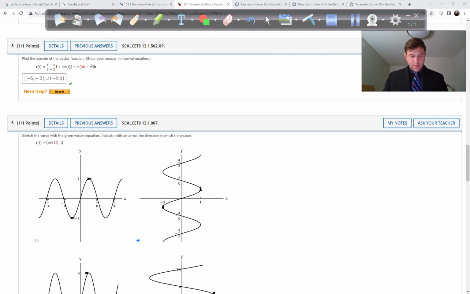Okay, problem 4. All right, problem 5. Find the domain of the vector function. Enter your answer in interval notation.